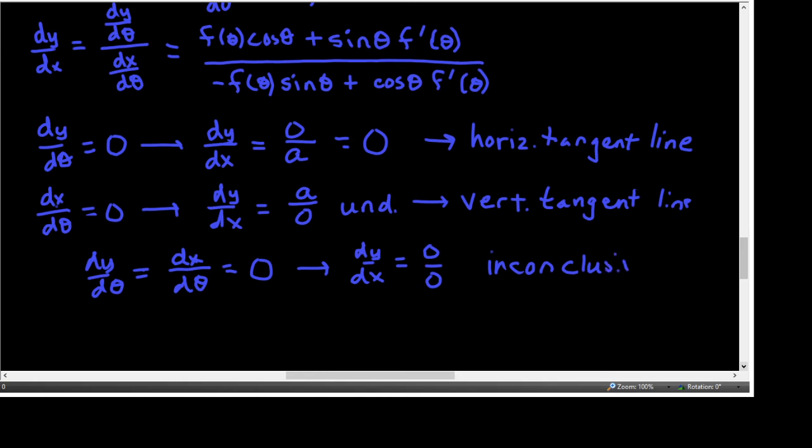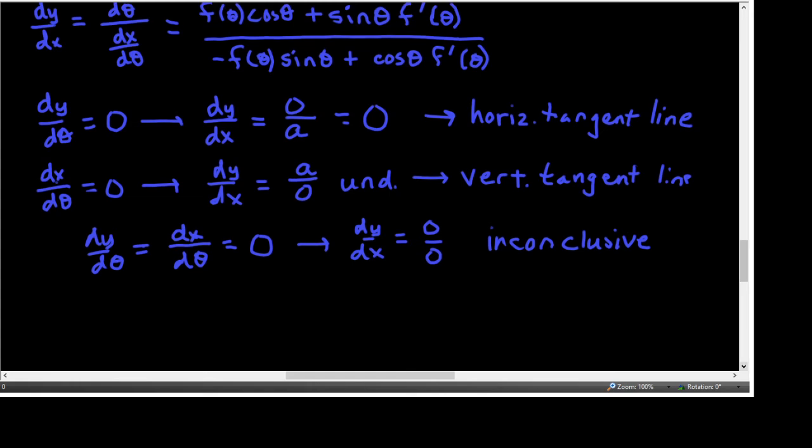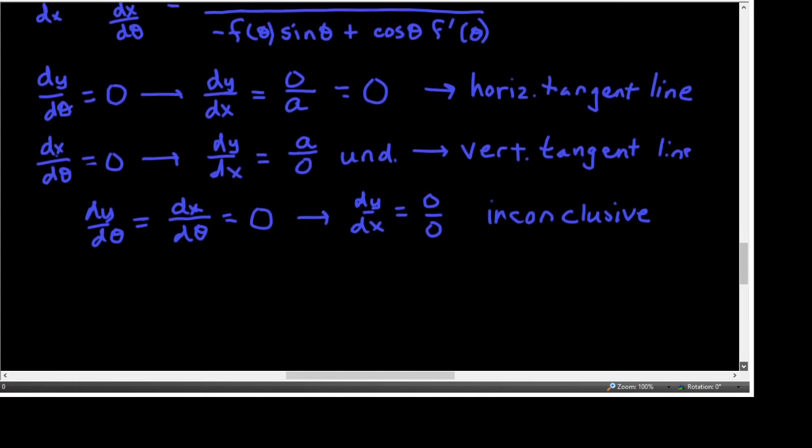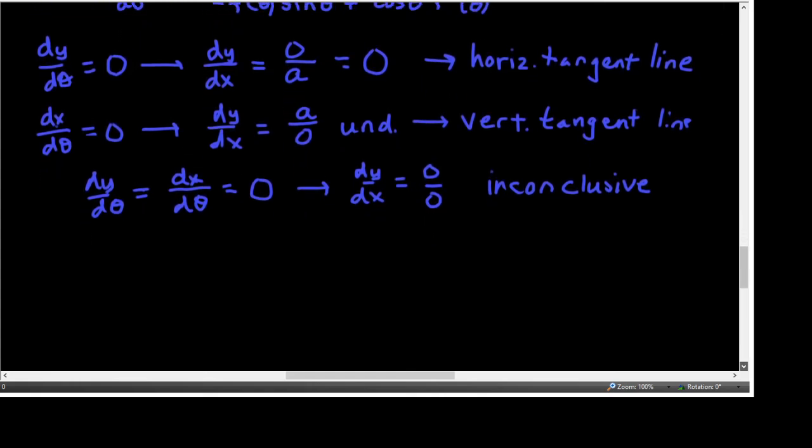Remember when it was limits, 0 over 0 could be anything. It could be equal to 5 or 0 or 13 or infinity or whatever. There were a lot of different possibilities. So we won't be able to draw a conclusion if they're both equal to 0 at the same time.